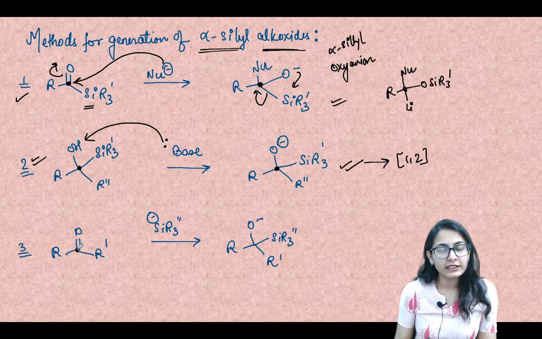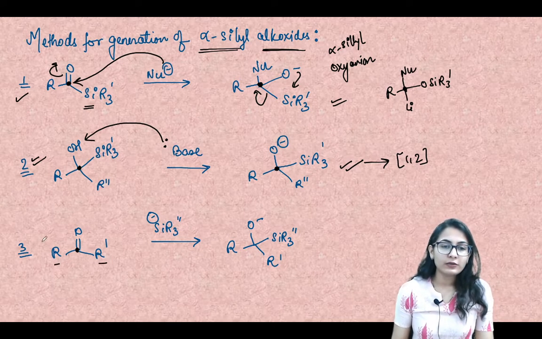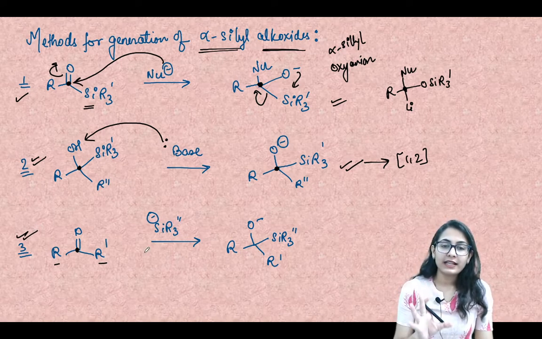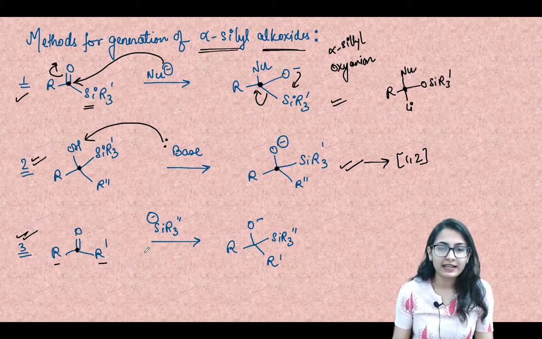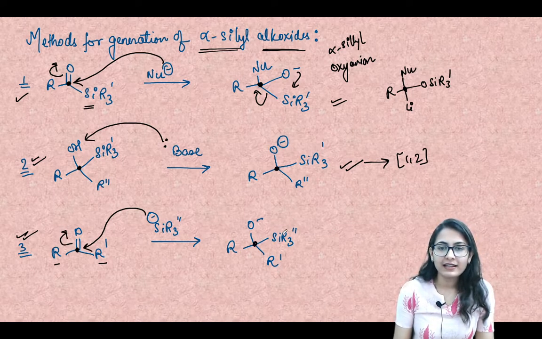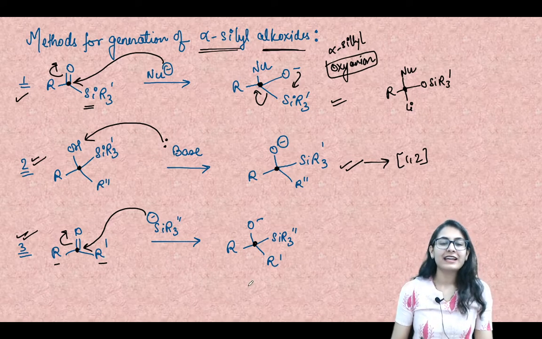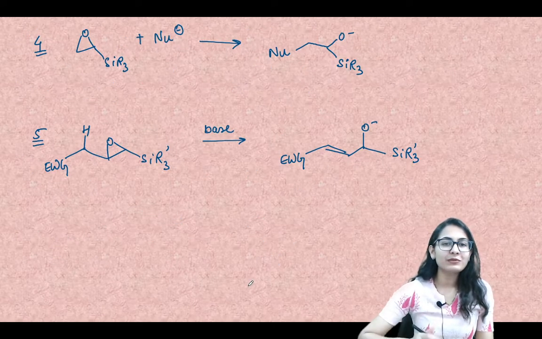Similarly, when you have a simple ketone with all carbon bonds, now you have to make it attack by the silyl anion, right? So here you are having the silyl anion which attacks on the carbonyl group. Hence again you generate the alpha silyl oxyanion. Okay, so the focus is on the oxyanion. Alright, yes. So 3 methods, let's see more.